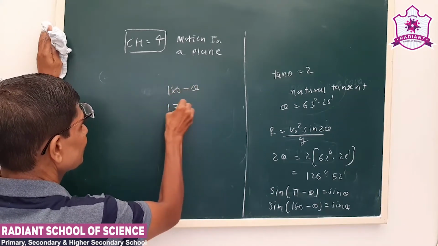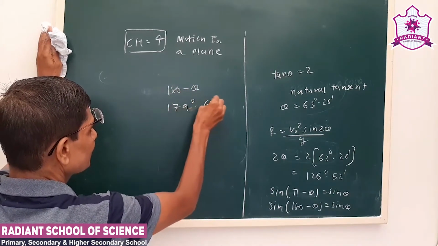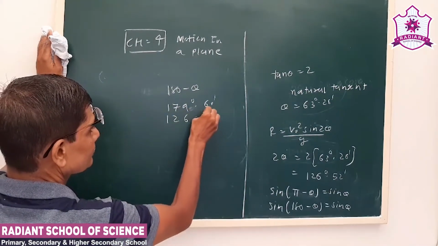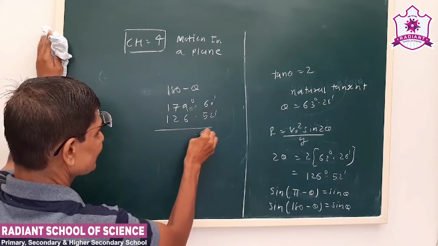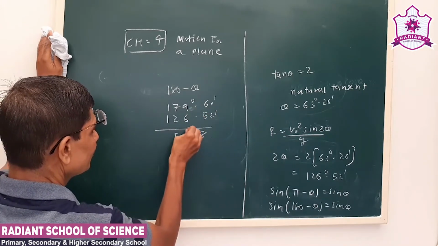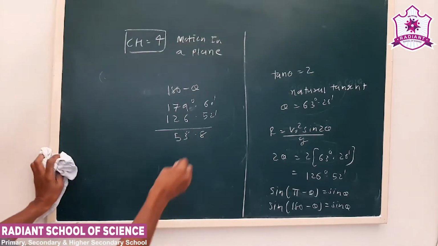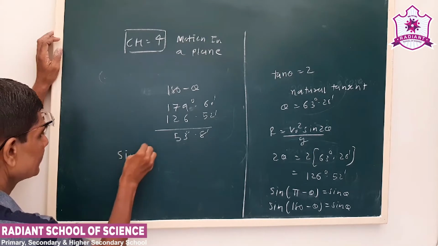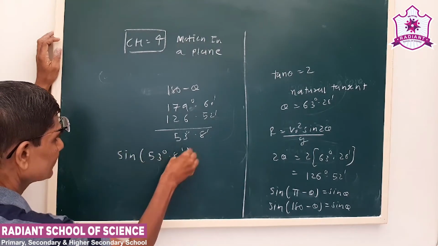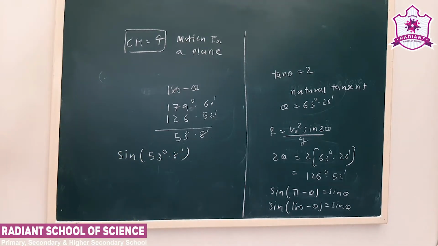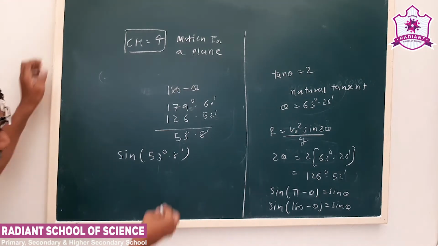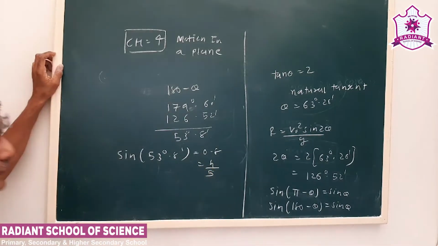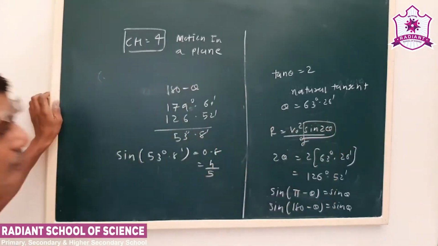So 180 minus 126, this I can write as 179 degree and 60 minutes minus 126, which is 53 degree 8 minutes. This we are converting to 53 degree 8 minutes. Now sine 53 degree 8 minutes, here you can see again in the natural table, that is 0.8. 0.8 is 4 by 5. See, this value we have obtained as 4 by 5.